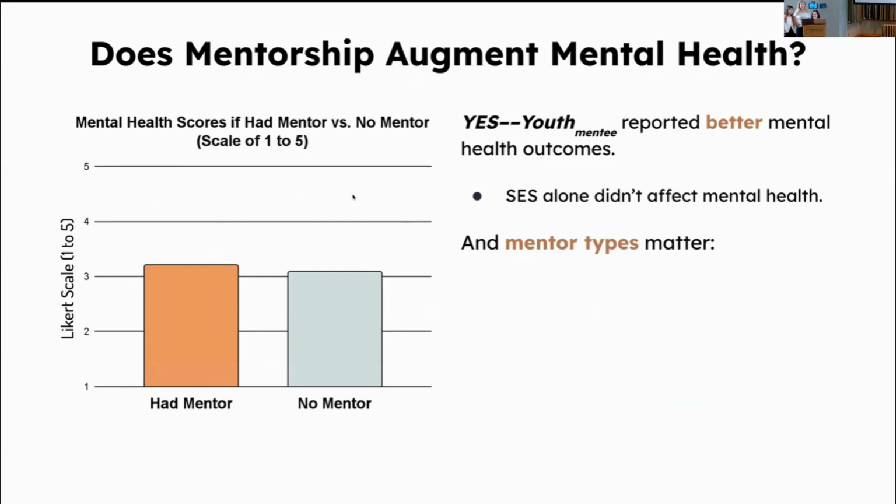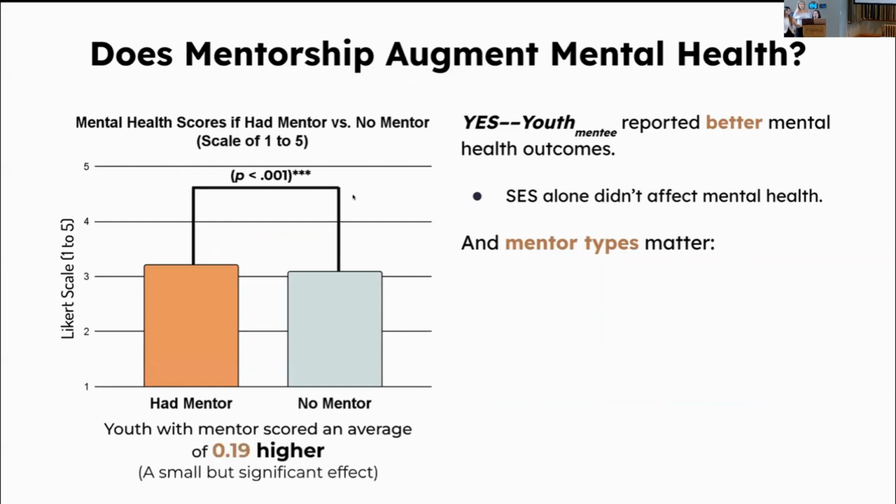Of course, education and employment are important, but does early mentorship augment mental health later in life? And the answer seems to be yes. Youth who had a mentor between ages 6 to 18 reported better mental health, averaging 0.19 points higher on a 5-point Likert scale, a small but significant effect. And interestingly, we see that SES alone didn't affect mental health, which suggests that early mentorship alone may be beneficial for long-term mental health support.